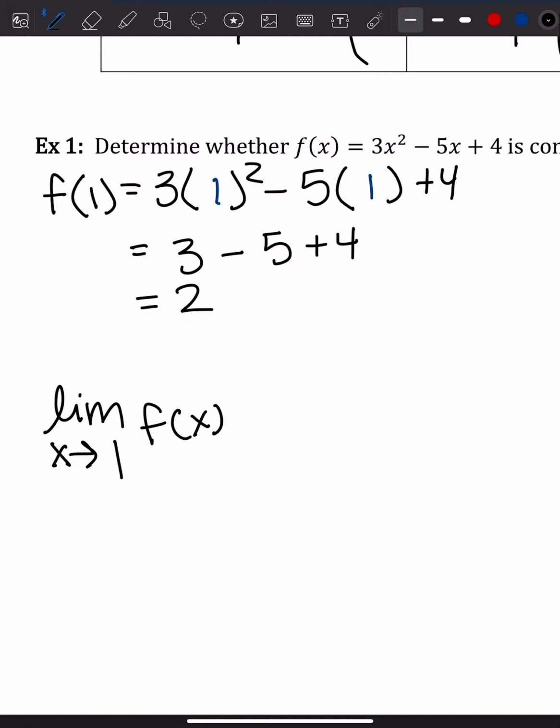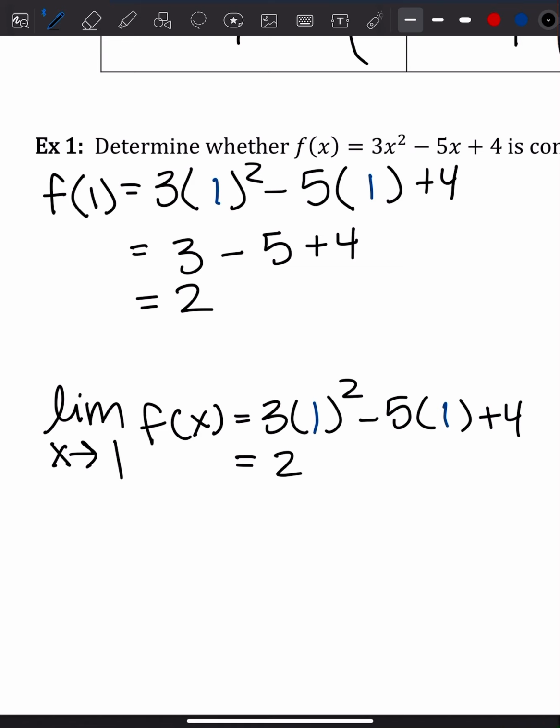There's no division in this problem, so there's no way that we can have some sort of 0 over 0, that indeterminate form. So I know I'm just going to plug it back in. So I have 3 times our x value squared minus 5 times our x value plus 4. It's still 1 because we're looking at the limit as x approaches 1. Well, we just simplified all of this and we got 2. So our limit as x approaches 1 of f of x is 2.